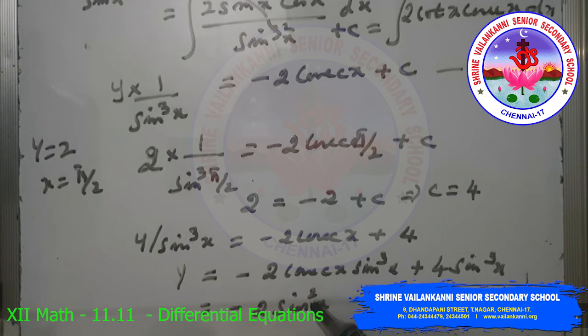So cosecant is 1 by sin. Cancelling one sin, we get 2 into sin square x. So minus 2 into sin square x plus 4 sin cube x, which is the required solution.